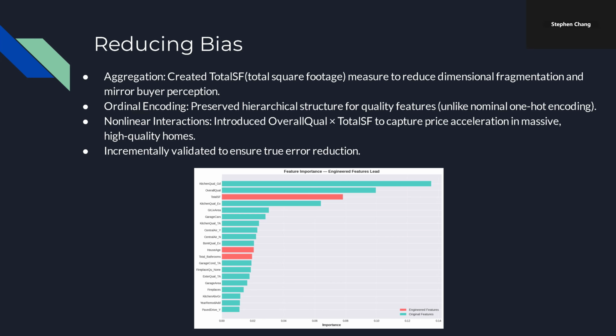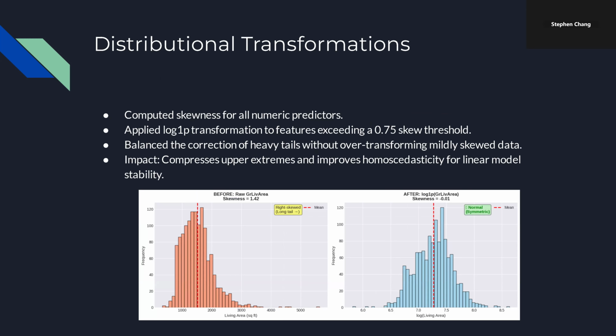We validated each of the features incrementally to ensure that it reduced validation error rather than inflating our training performance. We calculated skewness for all numeric features and applied a log1p transformation to the ones that were heavily right skewed. Log1p means that we take the natural log of 1 plus the value, which allows us to keep zeros in the data. This transformation shrinks very large values more than small ones, which reduces the influence of extreme observations and makes the distribution more balanced overall. As a result, our model became more stable and less sensitive to unusually large homes.